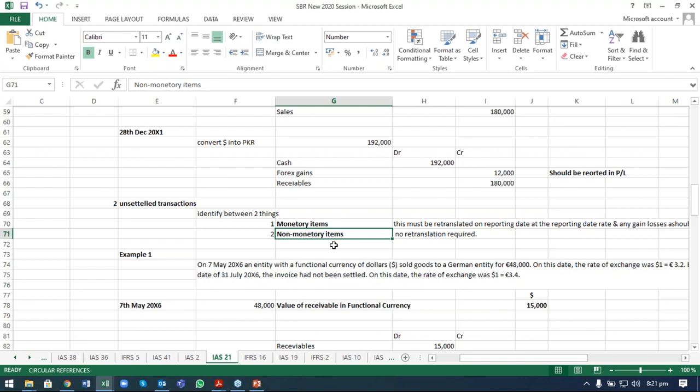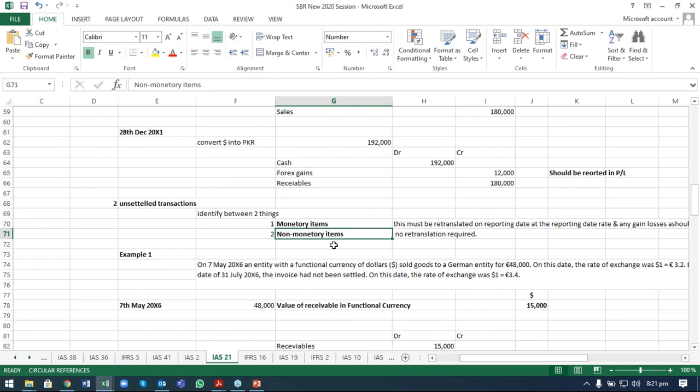In the same way, inventory is also a non-monetary asset, right? If you are going to charge an impairment, because IAS 2 said that inventory should always be recorded initially at cost, and subsequently at the lower of cost or NRV. So if the net realizable value of that inventory was reduced, then you have to charge an impairment to the profit and loss account.